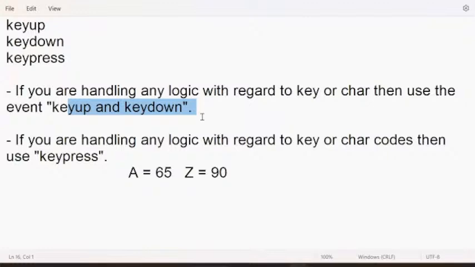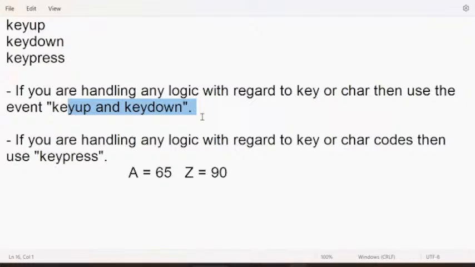Why should we not use key up and key down for codes? Because the key code is recognized only when the key is finished. Key up and key down don't represent key finish. Key finish means which event? Key press. Key press only indicates key finish. And codes will come only when the key is finished.